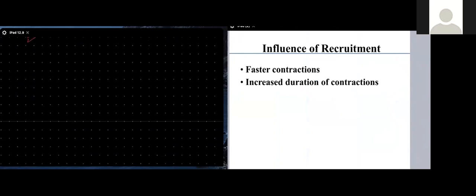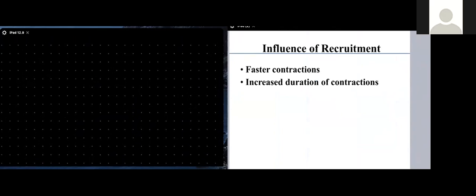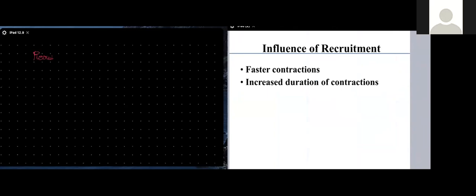The other factor that affects the speed and duration of the contraction is going to be recruitment. Remember, we did mention that the more muscle fibers that are recruited, the stronger the muscle contraction, right? But here we're not talking about the strength of the contraction. Here we're talking about the velocity and the duration of the contraction.